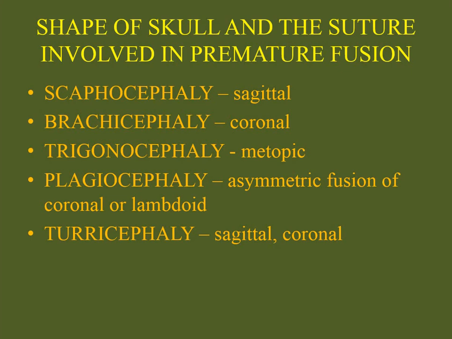So these are the names of the sutures which cause abnormalities in the shape. Scaphocephaly due to premature fusion of sagittal, brachycephaly due to coronal, trigonocephaly due to metopic, plagiocephaly asymmetric fusion of coronal or lambdoid suture, and turricephaly due to fusion of sagittal and coronal.